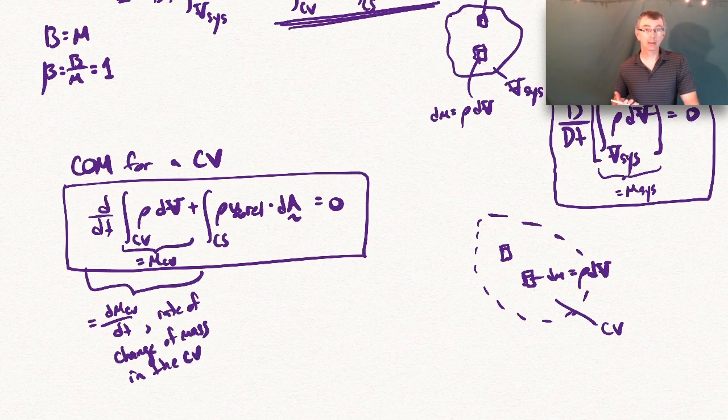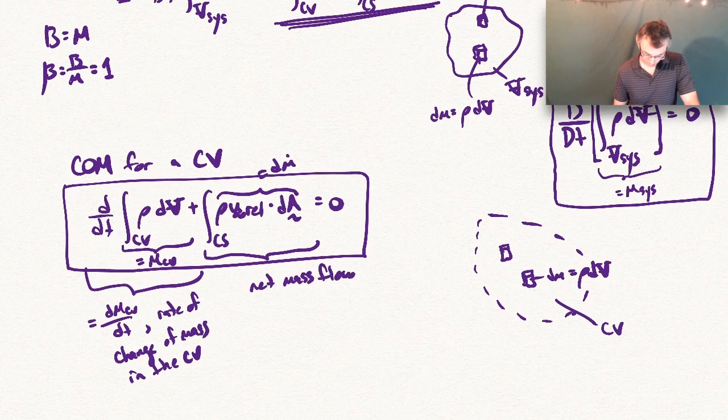Let's take a look at the second term. Remember, this is just a little bit of mass flow rate, a little bit dm dot, because u_rel dot dA, we said, was a little bit of volumetric flow rate multiplied by the density, which gives you a little bit of mass flow rate. And then when we integrate it over the whole control surface, this is the net mass flow rate out of the control volume through the control surface.